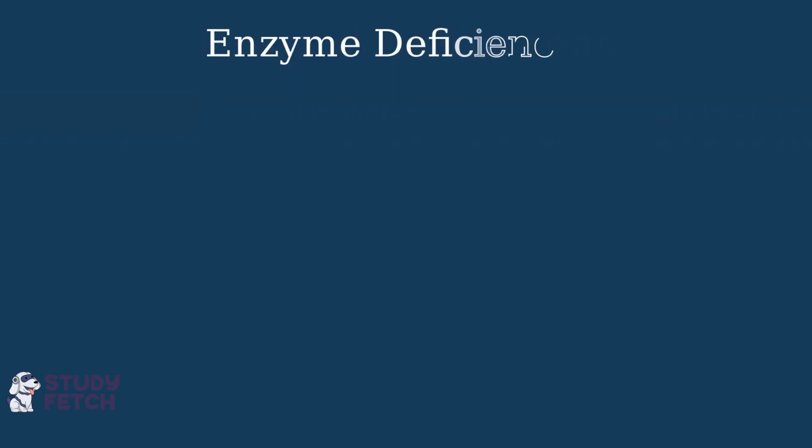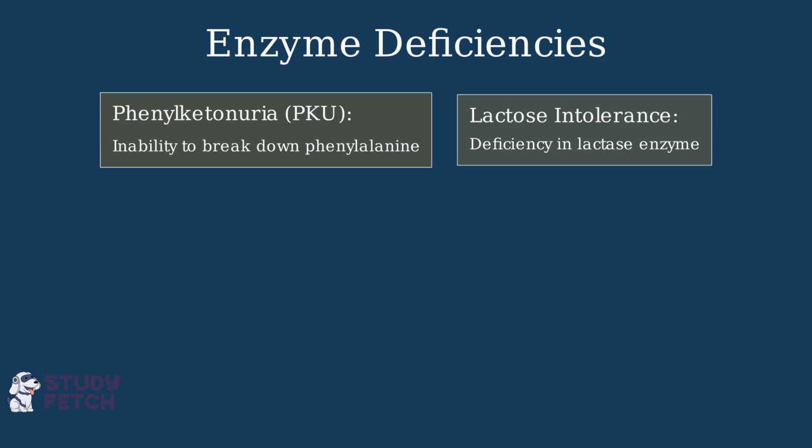Enzyme deficiencies can lead to various metabolic disorders. Phenylketonuria, or PKU, results from an inability to break down the amino acid phenylalanine. Lactose intolerance occurs when there's a deficiency in the lactase enzyme needed to digest milk sugar.